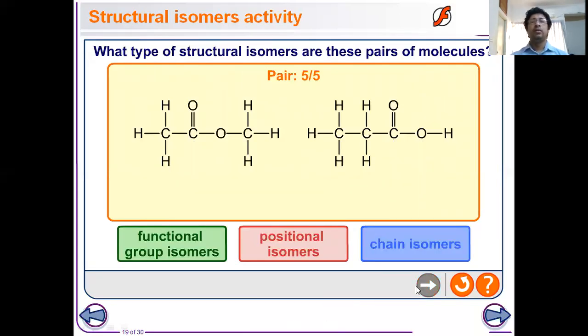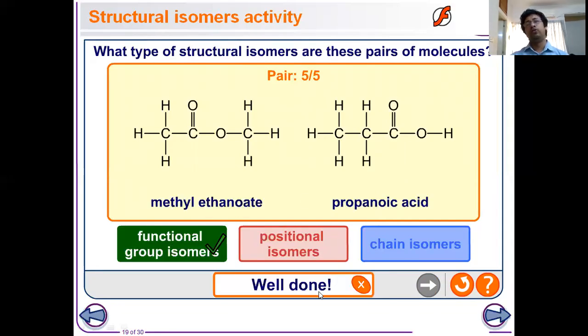Next one. Here the functional group is different. Here the functional group is COO, and on the two sides of the CO there are two alkyl groups. So this is an ester. And this one is carboxylic acid, as COOH is present. So this is carboxylic acid. So these are functional group isomers. Well done.